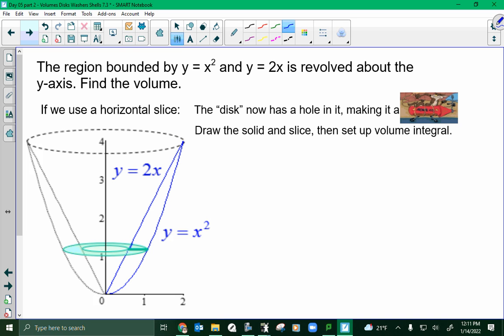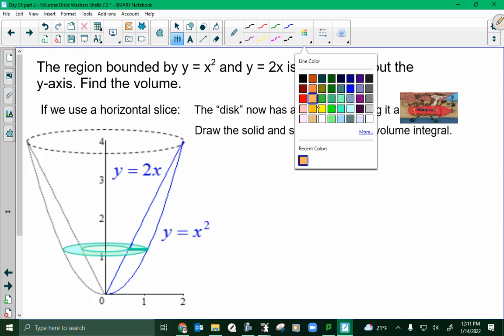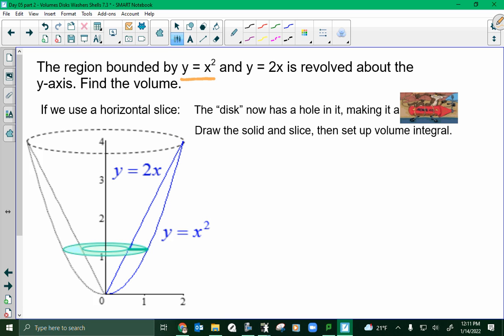So let's go crazy here. Let's go orange. Didn't use that at all last video. So y equals x squared is this line right here. And we'll go purple. That is y equals 2x. That's this line here. Now notice, I only care about the solid in between those 2 lines. Yellow. I only care about this.